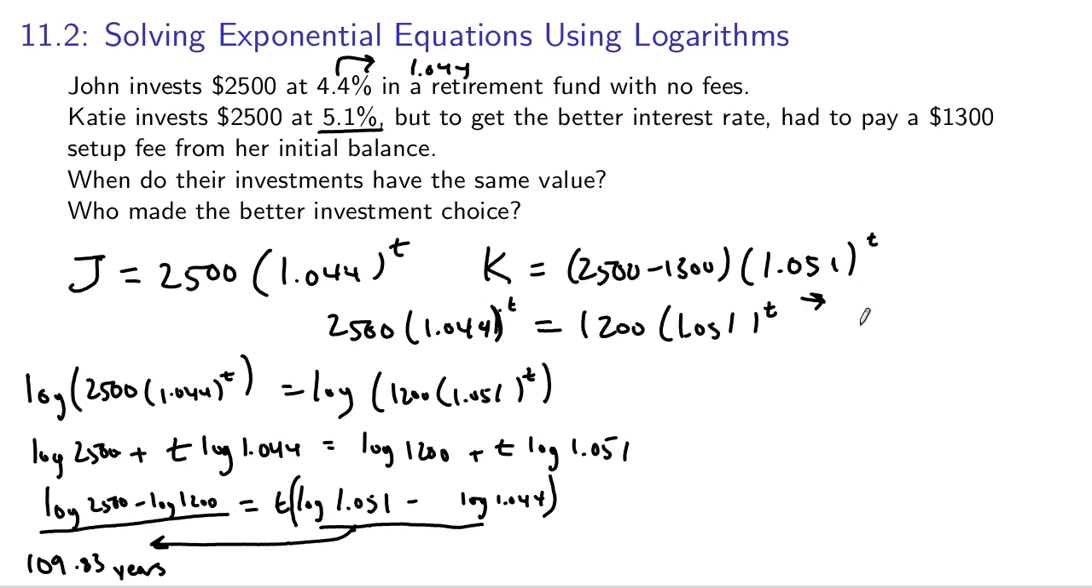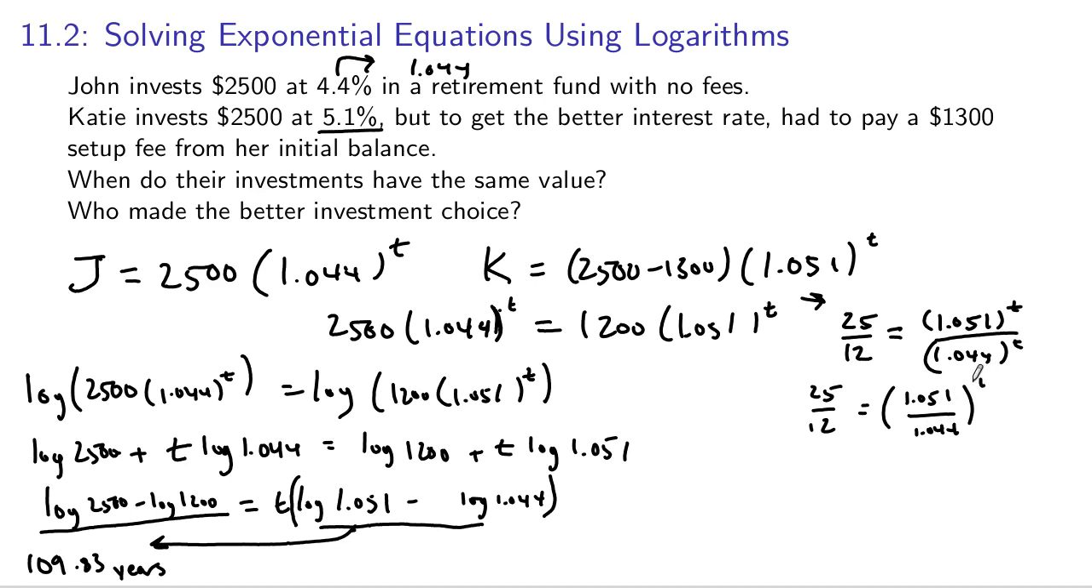rearranging first. So rearranging first, let's divide by 1200 on both sides first, and the zeros go away. 2500 over 1200 is just 25/12, same fraction. And then we have 1.051 to the t over 1.044 to the t. This is the same exponent, so we can actually put the parentheses around the division and do the division first. 1.051 over 1.044 to the t.